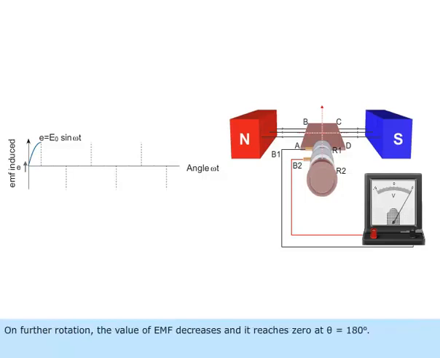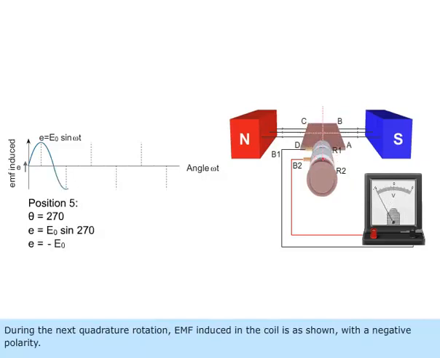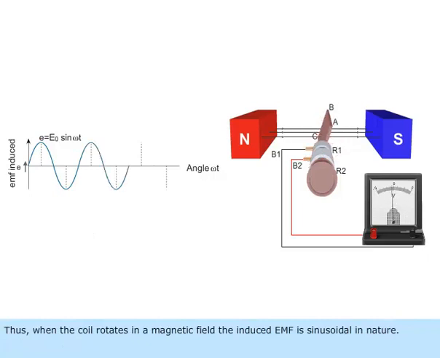On further rotation, the value of EMF decreases and it reaches 0 at theta equals 180 degrees. During the next quadrature rotation, EMF induced in the coil is as shown with a negative polarity. Thus, when the coil rotates in a magnetic field, the induced EMF is sinusoidal in nature.